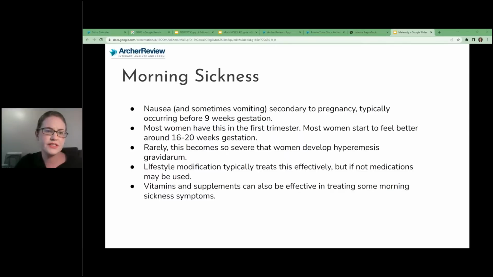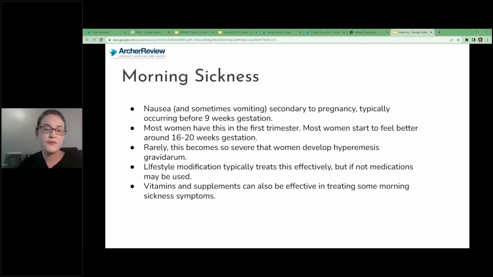Most women have this in the first trimester, and luckily most women start to feel better again pretty quickly after that first trimester. Rarely it becomes hyperemesis gravidarum, but the good news is for most women, lifestyle modification typically treats this effectively. You can eat smaller, more frequent meals. You can try eating bland foods, sitting upright for an hour after eating. Those will all help. But actually, vitamins and supplements can be very effective in treating this as well.